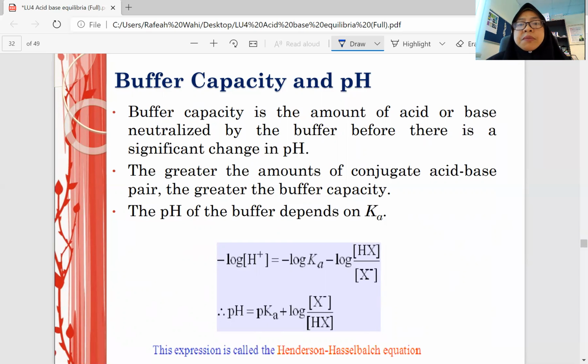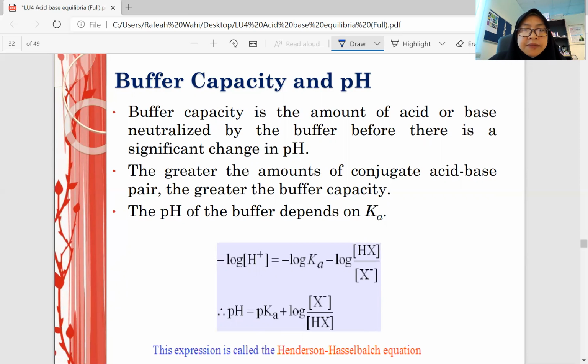It refers to the amount of acid or base which can be neutralized by the buffer before there is any significant change in the pH of the solution. So the greater the amounts of conjugate acid-base pair, the greater the buffer capacity.